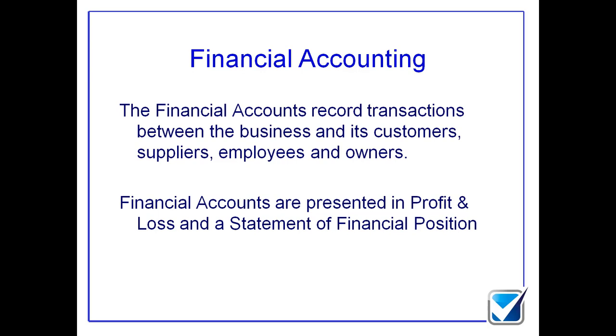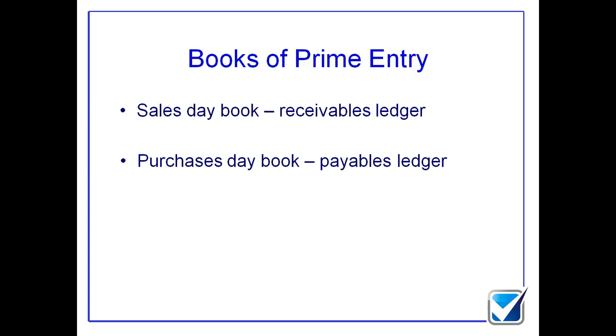Now, when we're starting to look at the financial accounting system, we always need to take into account the books of prime entry. These books of prime entry should be thought of as the books of first entry. These entries will be collated together and then posted into the financial accounting system. They will also be used within the management accounting system. So the total figures from these books of first entry will get posted into the financial accounting system and the management accounting system.